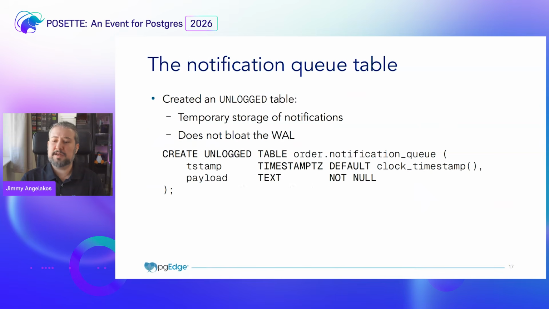So the table looked like order.notification_queue. It's a timestamp. The default, because we didn't need to set it explicitly, we set it to be the clock timestamp of the server at that moment in time. And the payload is just text.